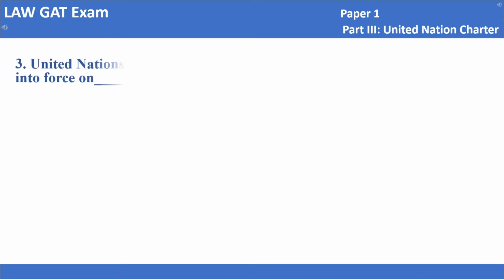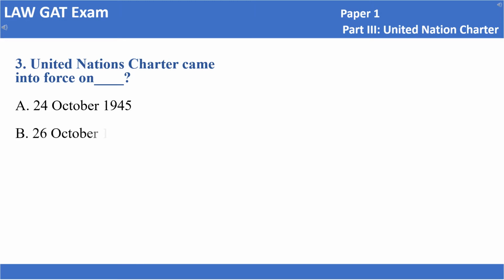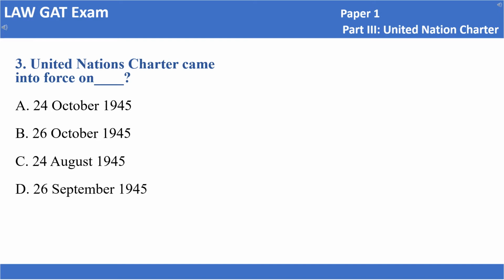United Nations Charter came into force on, is it option A October 24th, 1945, is it option B October 26th, 1945, or option C August 24th, 1945, or option D September 26, 1945? The correct answer is option A October 24th, 1945.